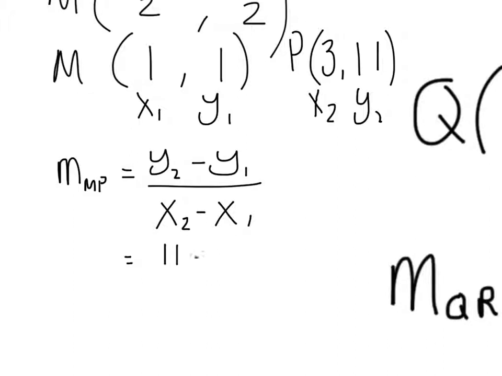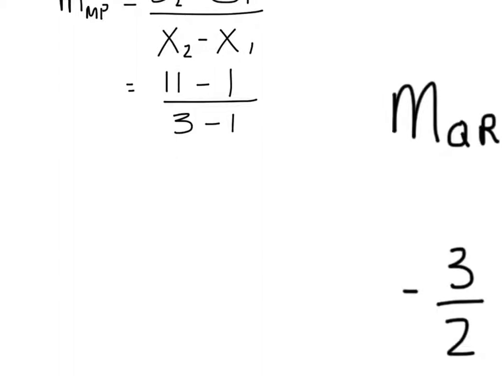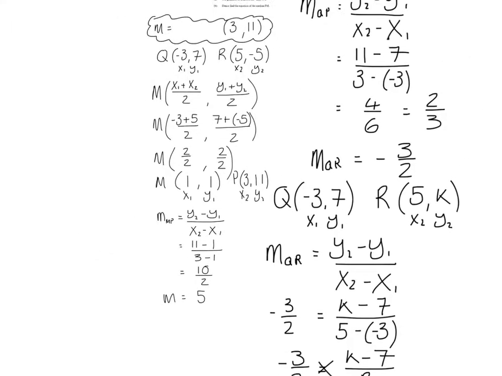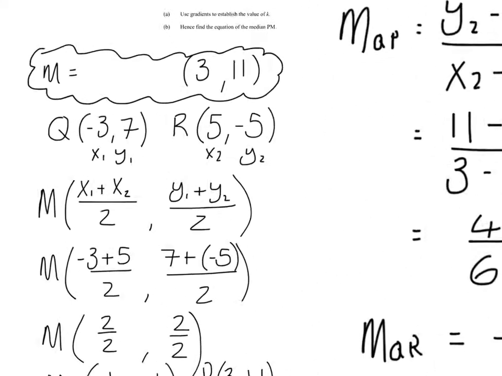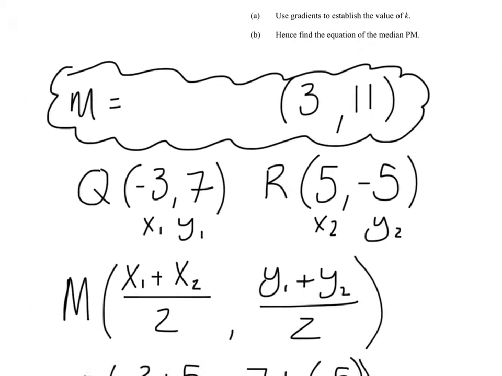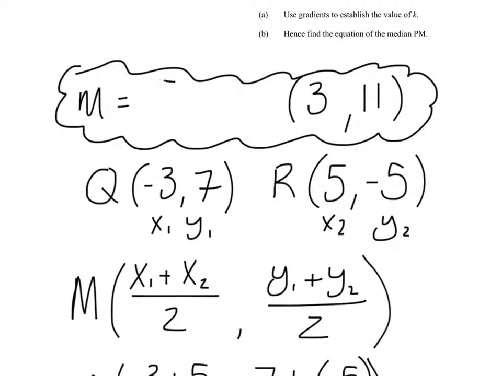11 take away 1 over 3 take away 1, which then gives us 10 over 2, which is 5. So what we have now is the gradient of the line. That's what we were looking for. So going back to the question up here, we now know that m is equal to 5.